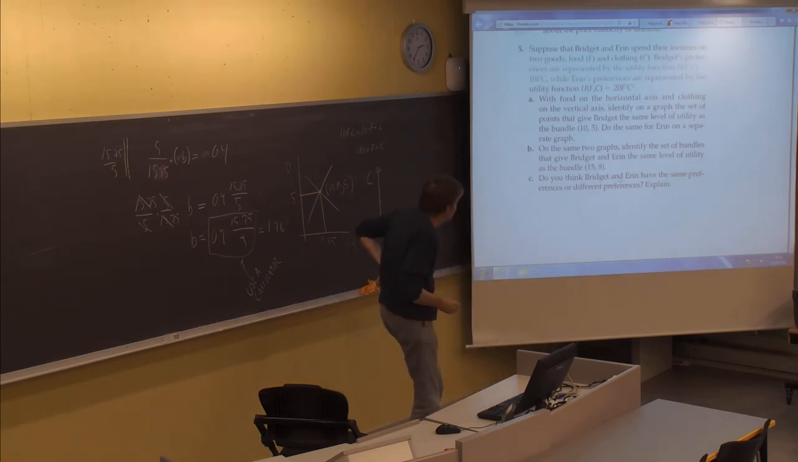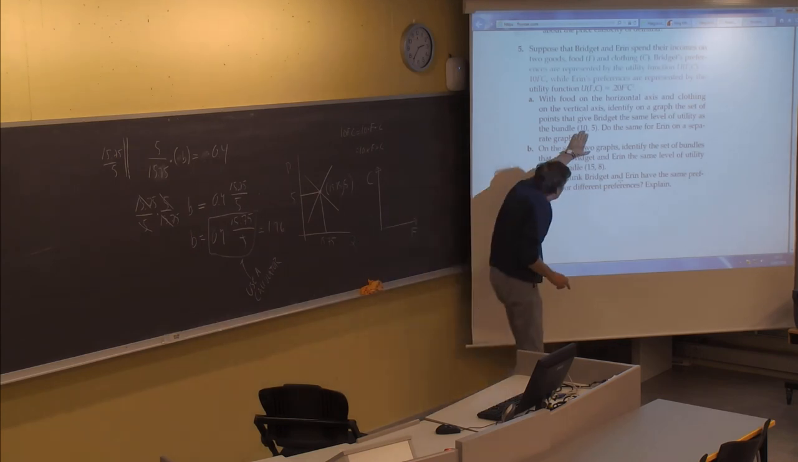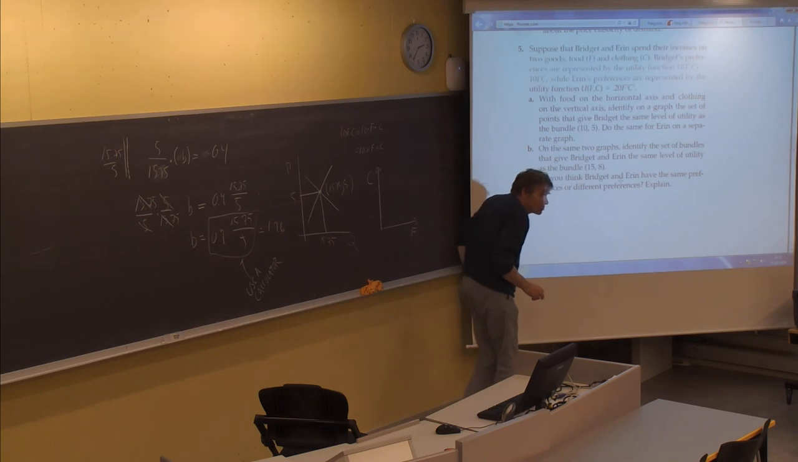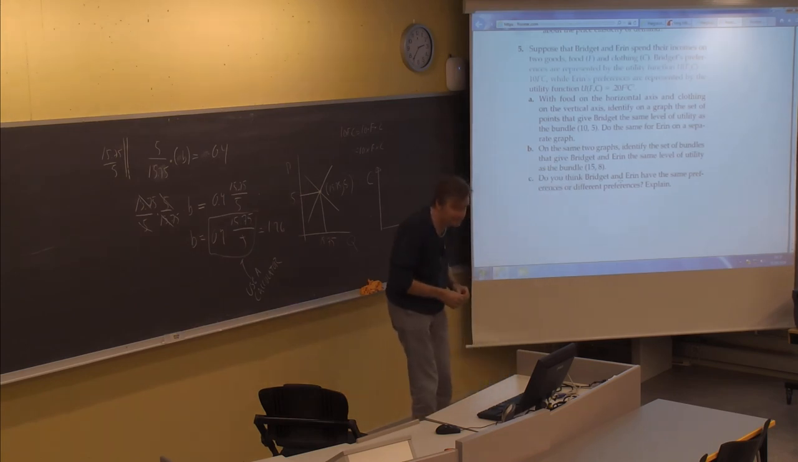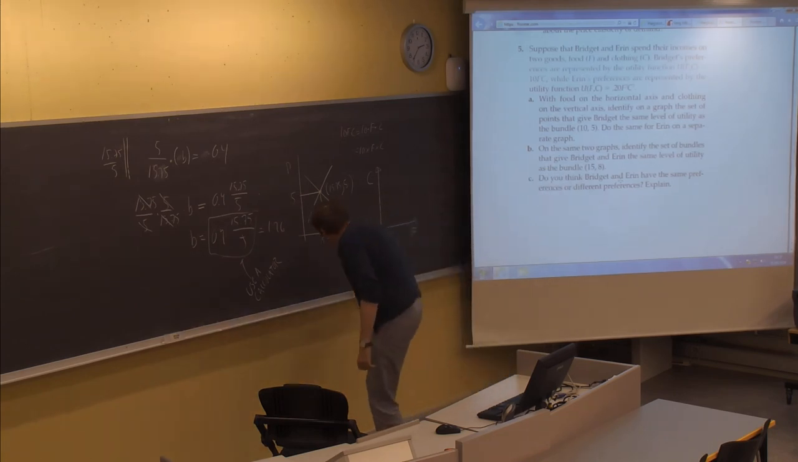Identify on a graph the set of points that give Bridget the same level of utility as the bundle 10 and 5. Okay, so what we're aiming to do here is to find indifference curves, isn't it? That's how we define them, indifference curves. They are such that on any point on this curve, utility is the same. The only thing we need now is to put this bundle 10, 5 into the utility functions to find the utility level. Okay, so let's do that.